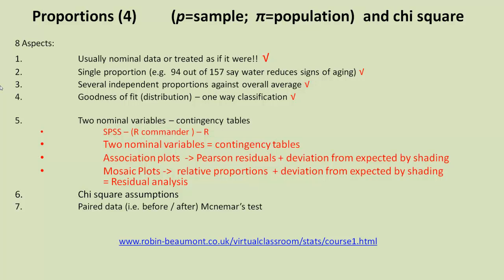Besides looking for the chi-square value and its significance, we also looked at association plots which showed us the Pearson residuals and the deviation from what was expected, and if this deviation was important, then different coloured shading appeared. Similarly, we looked at mosaic plots which showed the relative proportions for each cell, and again the deviation was shown by shading. Both these plots really are a form of residual analysis, quite similar if you think about it to the regression analysis we carried out.